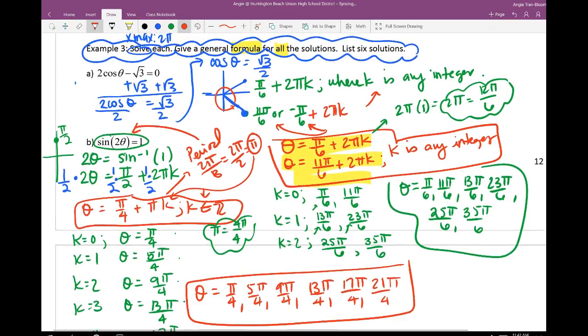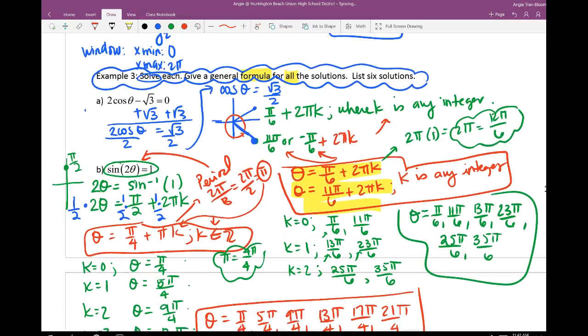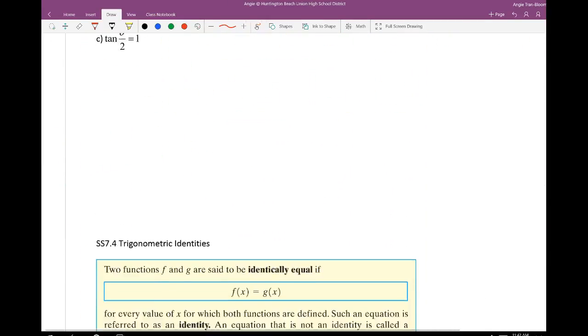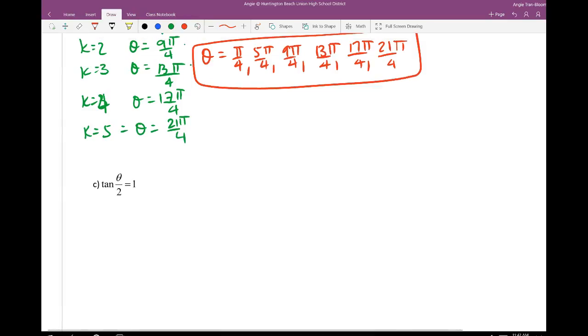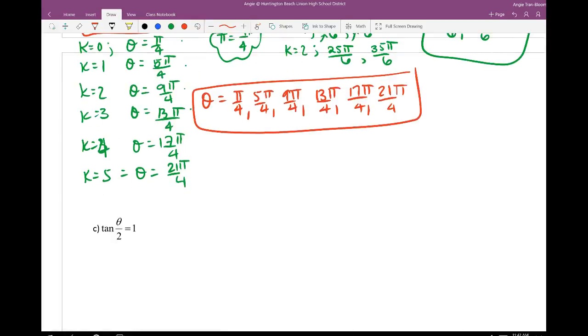Okay, so let's see. We did 2 problems already. One was involving cosine, one was involving sine, and now we're on the last one, which is tangent. If at any time you feel like this video is going too fast, rewind. Pause. That's the beautiful thing about videos. Okay, last one. Let's do it.